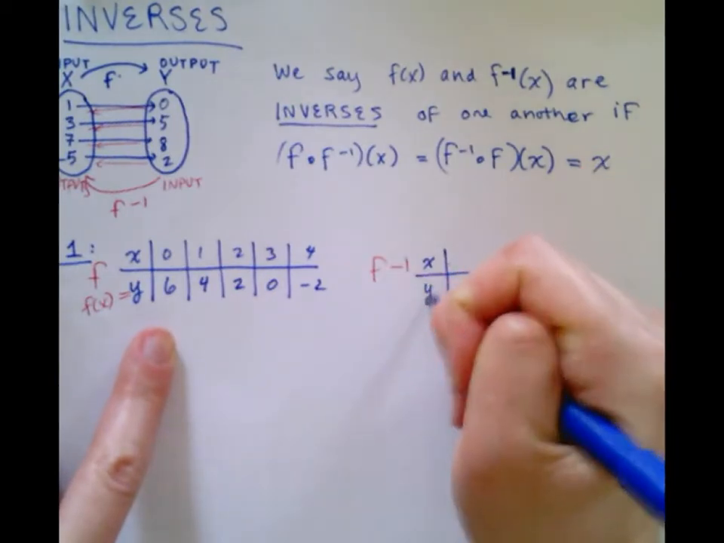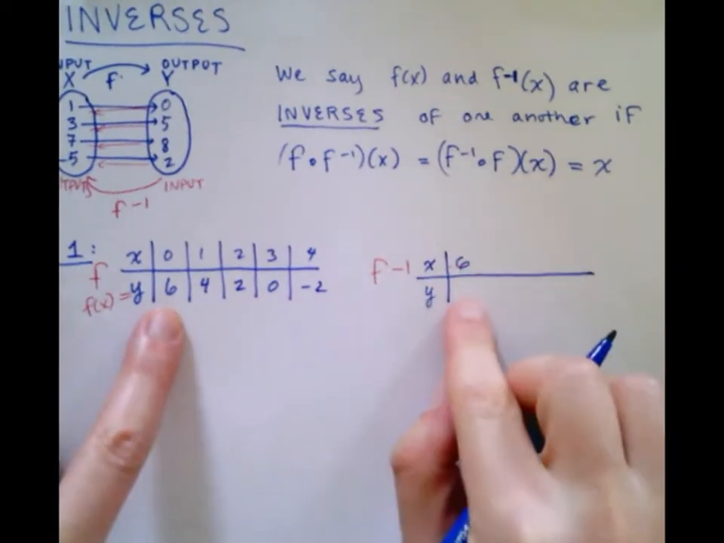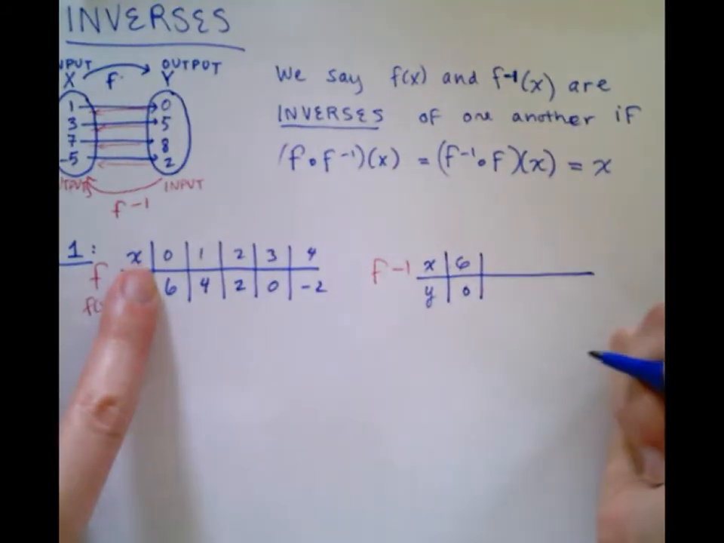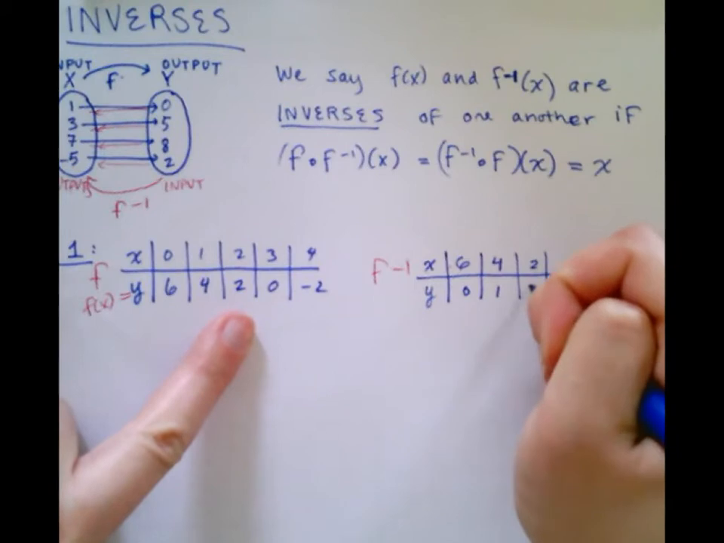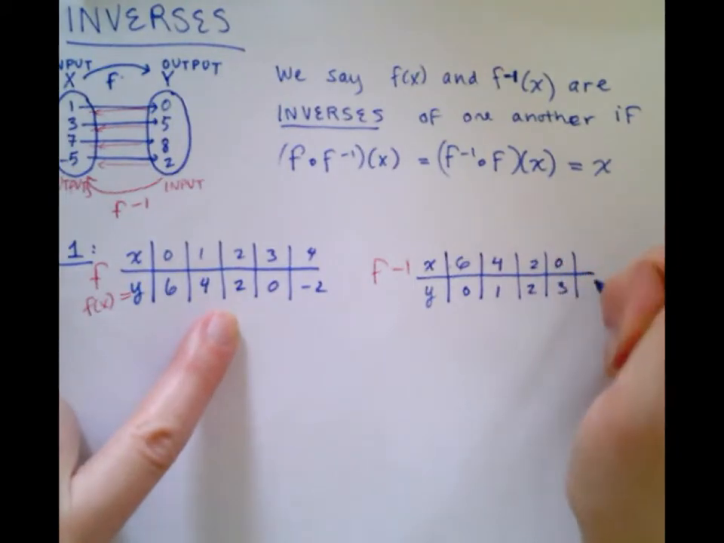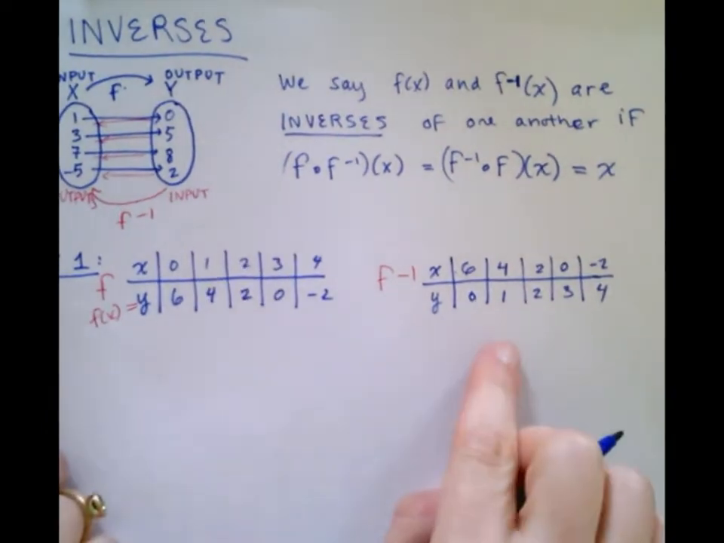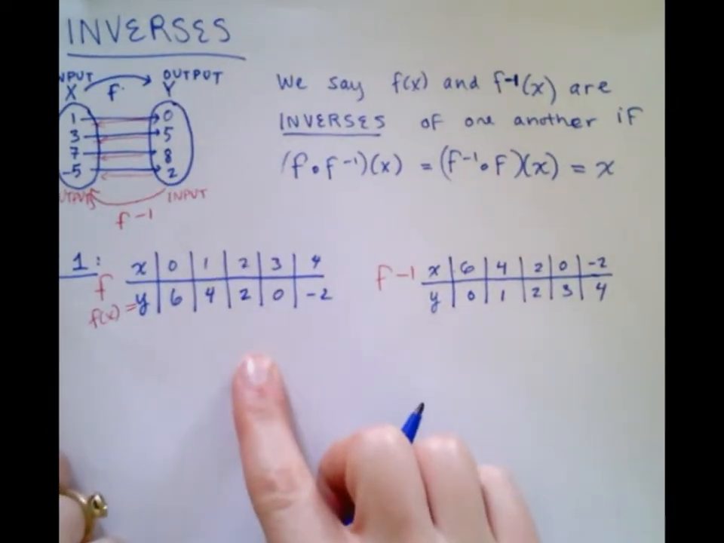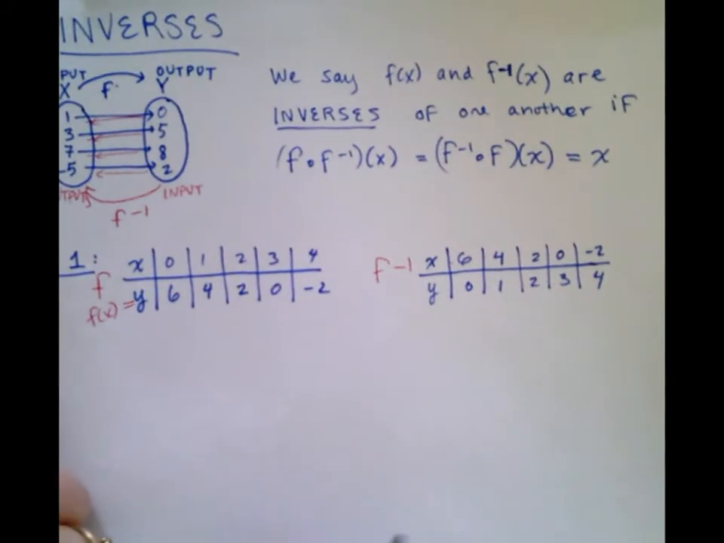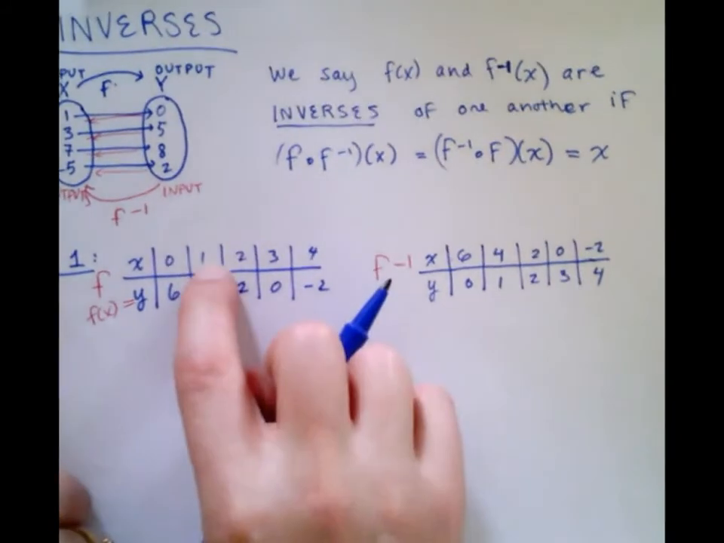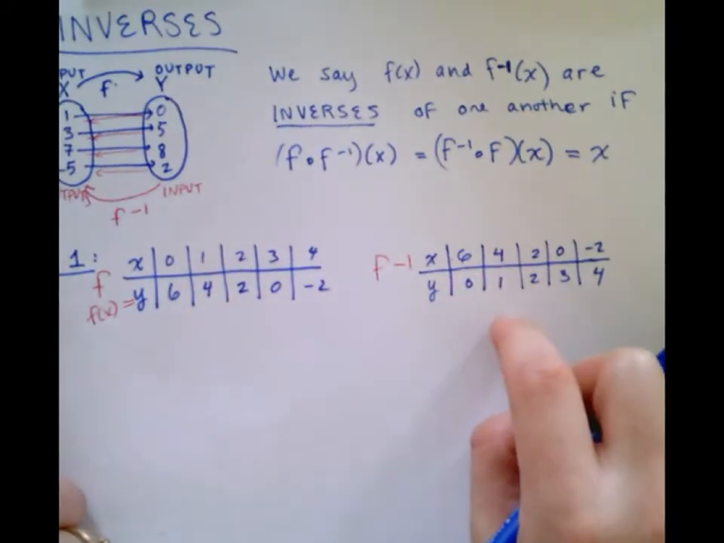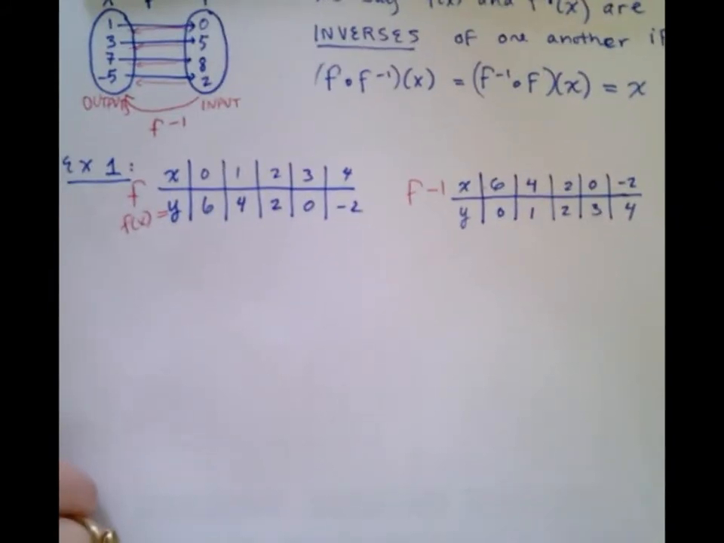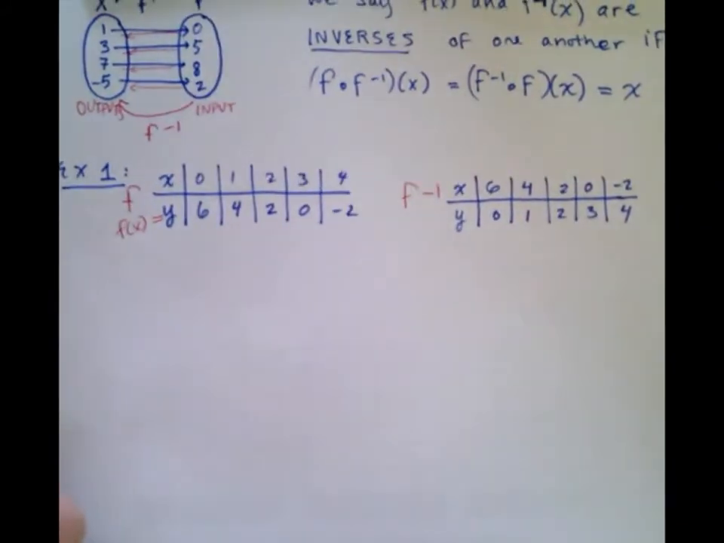So I would say 6 is now an input that goes with an output of 0. 4 is now an input that goes with an output of 1. 2 is an input that goes with 2. 0 goes with 3. And -2 goes with 4. And we've created a simple table that is f inverse to this f. So if I was to compose them together, say f composed with f inverse of 1, I would do 1 gets mapped to 4, then I come over here and 4 gets mapped back to 1, and I'm back where I started. So that's a pretty basic example with just switching the x and y values.